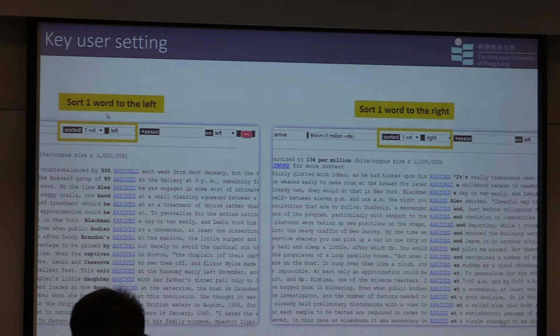Now, if you sort the word, one word to the left, you can see that. So arrival. Arrival is the keyword here, right? So you can see that all the first words to its left have been highlighted for you, folded for you. If you sort to the right, you see, the first word to its right will be highlighted for you. It's up to you, okay? All right.